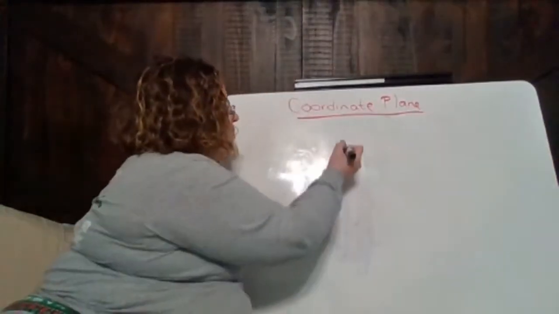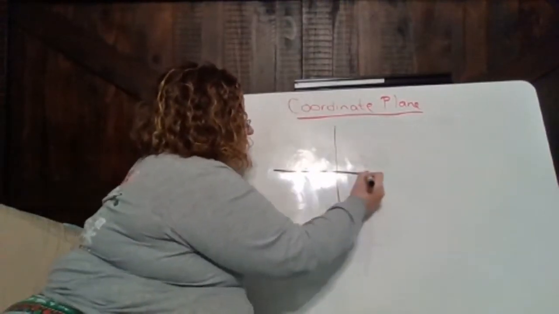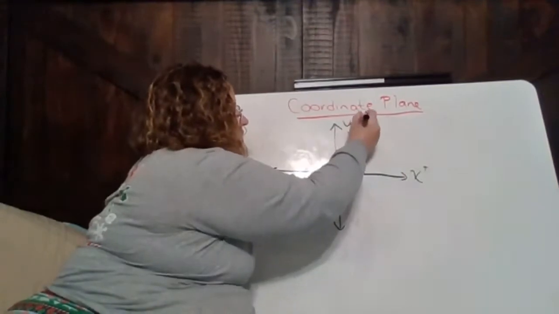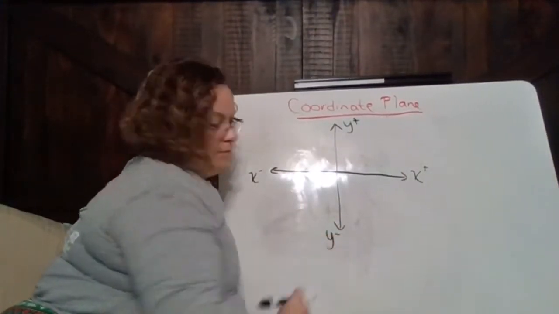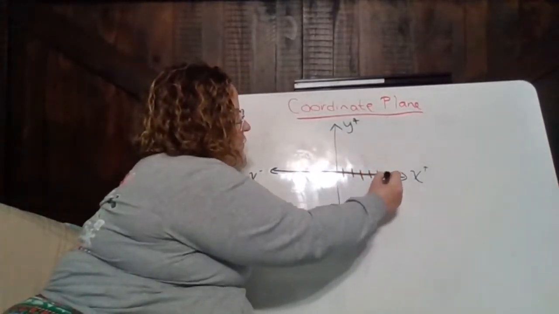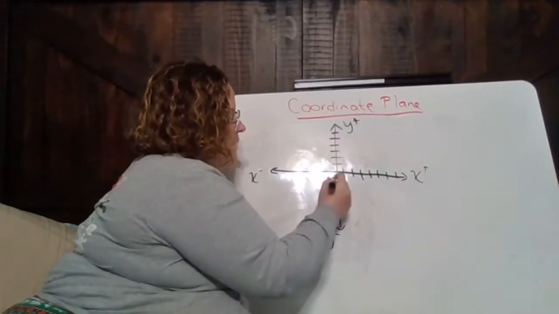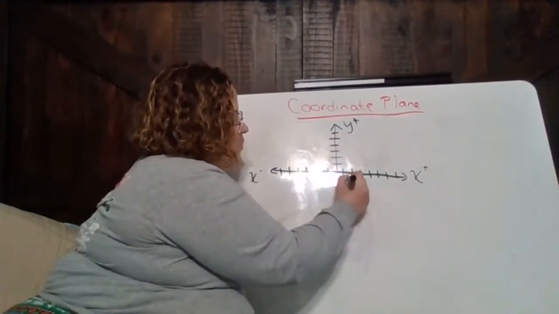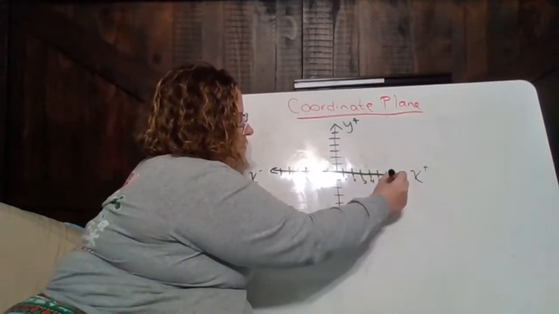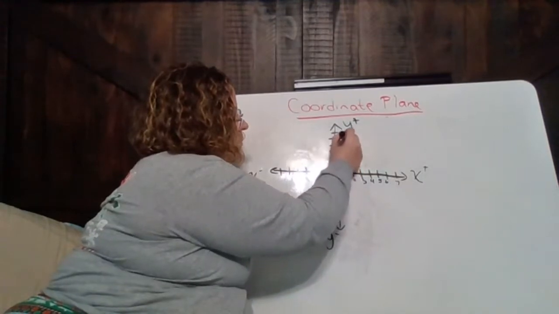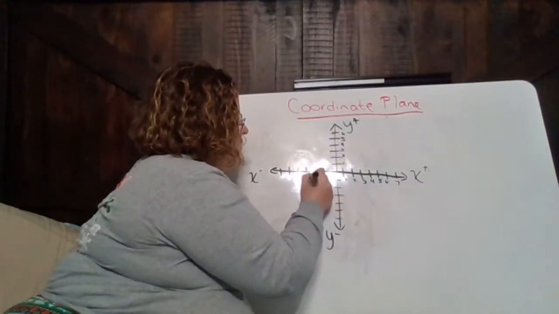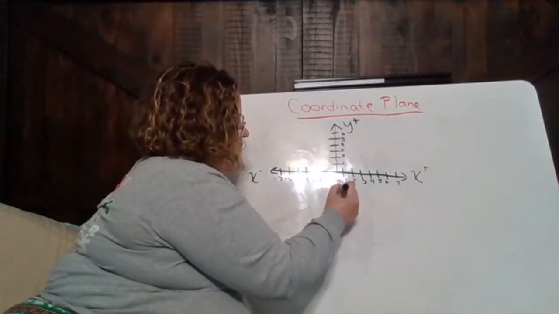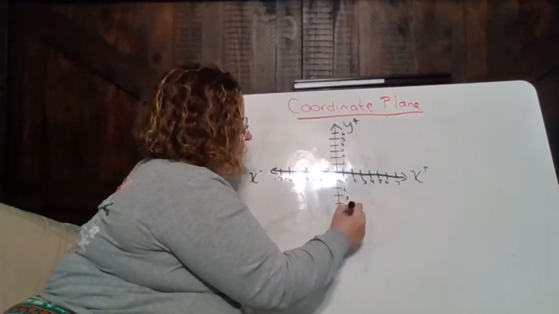So let's draw our coordinate plane. Okay, remember this is x positive, this is y positive, this is x negative, this is y negative, okay? And each of these lines represents 1. Sometimes it'll be different, but in this case today, we're looking at them as being just 1. So this would be 1, 2, 3, 4, 5, 6, 7. 1, 2, 3, 4, 5, 6. Negative 1, negative 2, negative 3, negative 4, negative 5, negative 6, negative 7. Negative 1, negative 2, negative 3, negative 4, negative 5, negative 6.